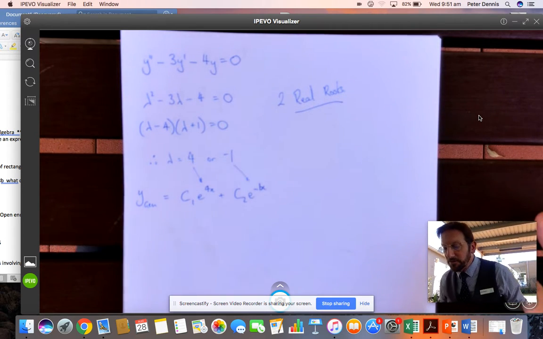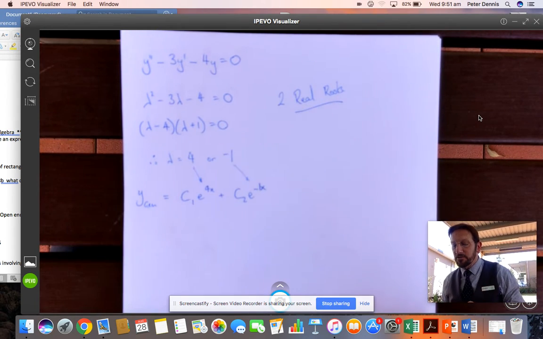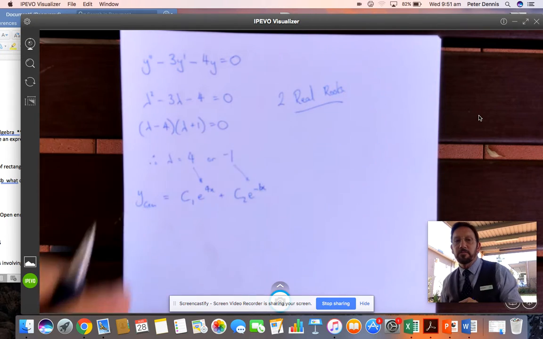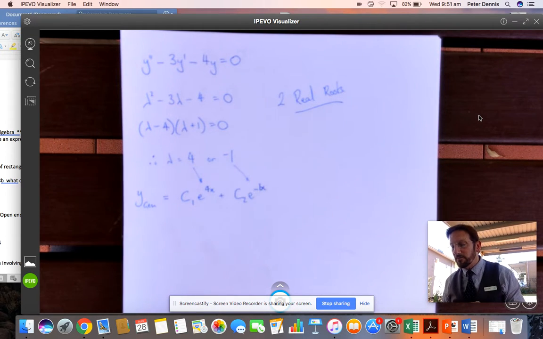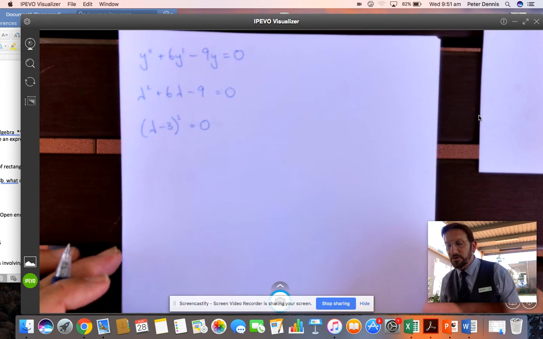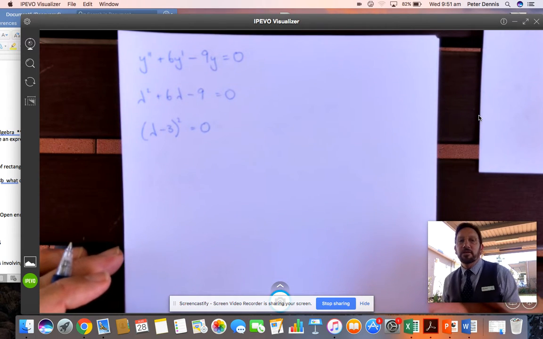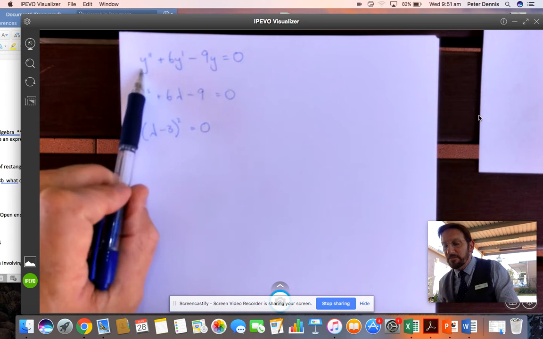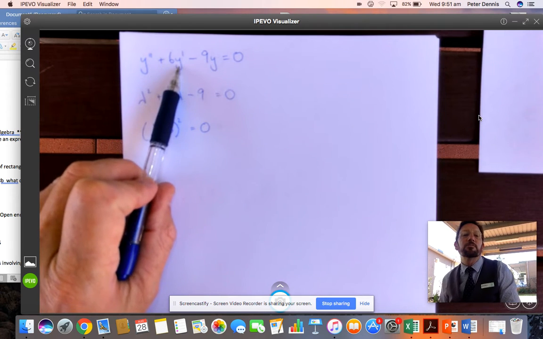And that's really all it is. So it's a nice, simple way to do it. These are the easiest, I guess, of the second order differential equations.